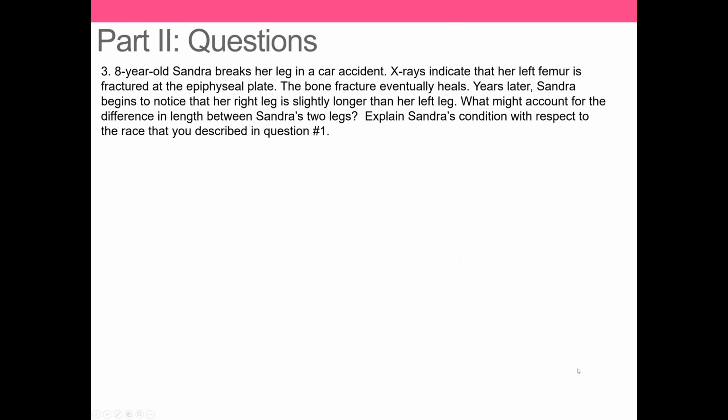Number 3, 8-year-old Sandra breaks her leg in a car accident. X-rays indicate that her left femur is fractured at the epiphyseal plate. The bone fracture eventually heals. Years later, Sandra begins to notice that her right leg is slightly longer than her left leg. What might account for the difference in length between Sandra's two legs?